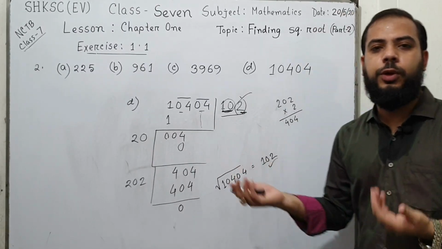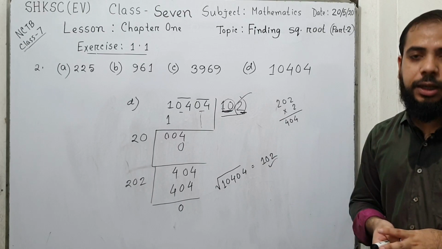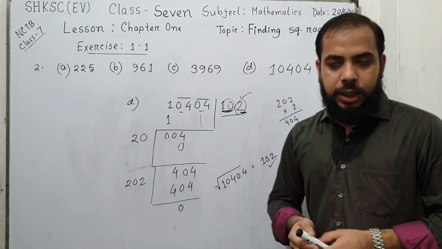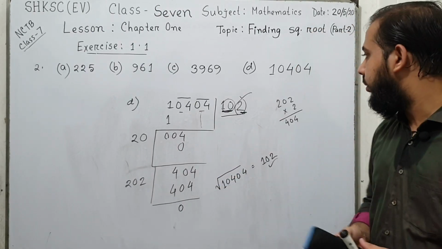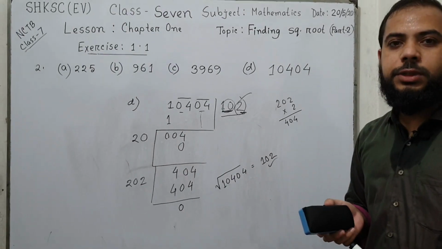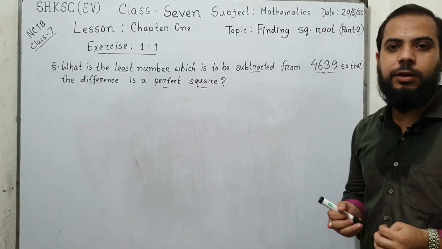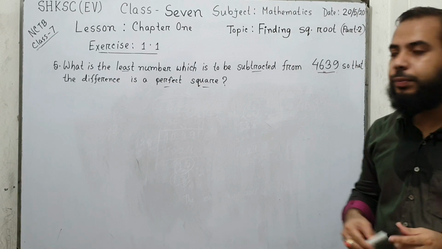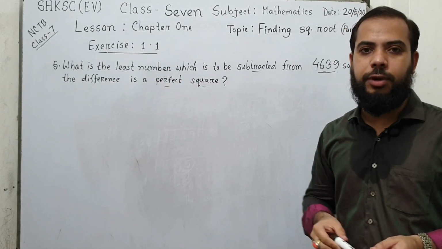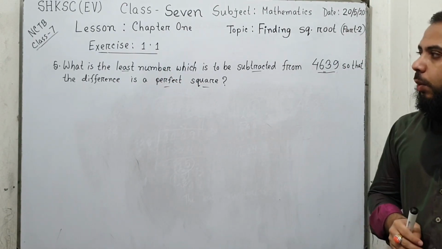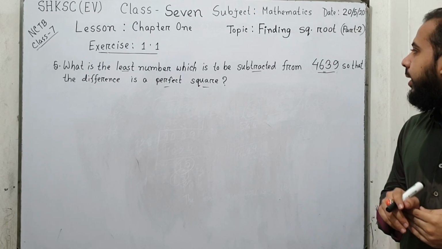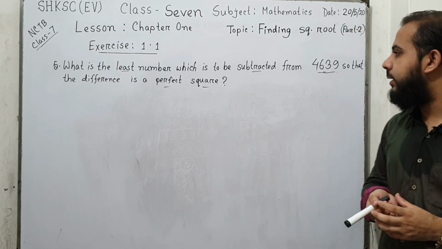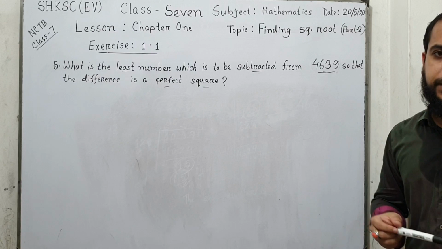Okay, now move on to our next part, that is some word problems related to this method, that is square root by using long division method. Now we solve a word problem from the textbook, exercise 1.1, question number 5. At first we read the question. What is the least number which is to be subtracted from 4639 so that the difference is a perfect square?